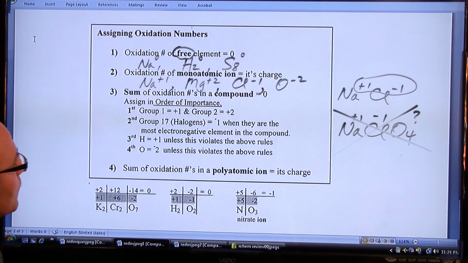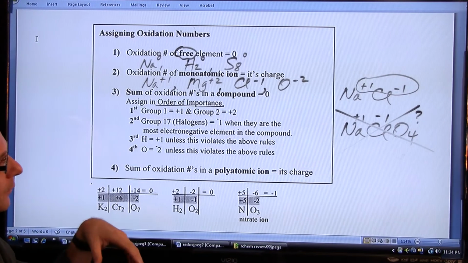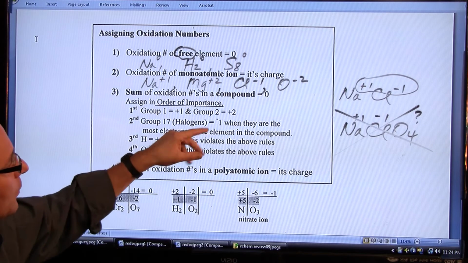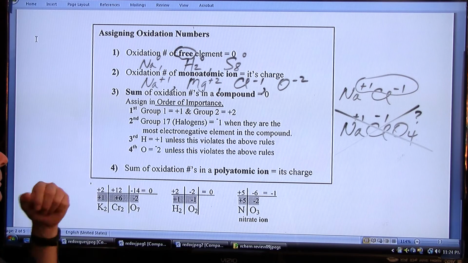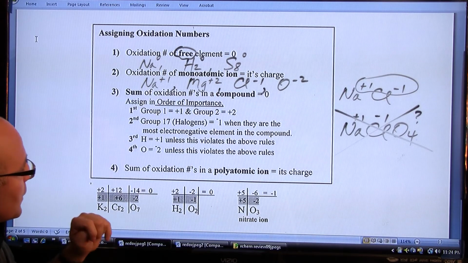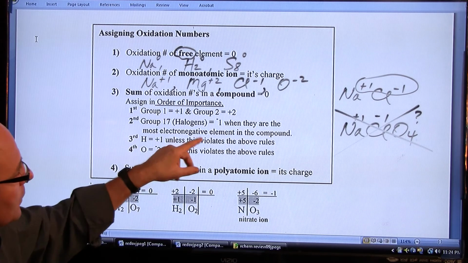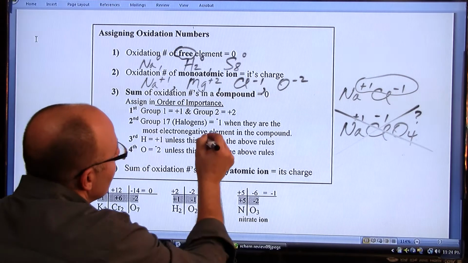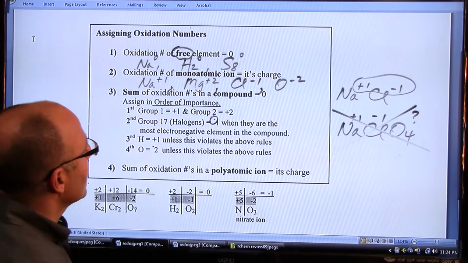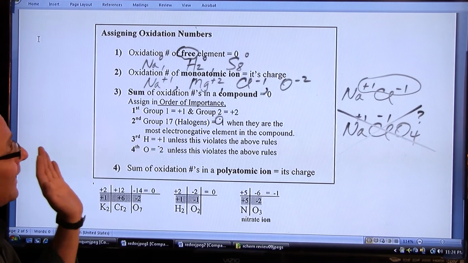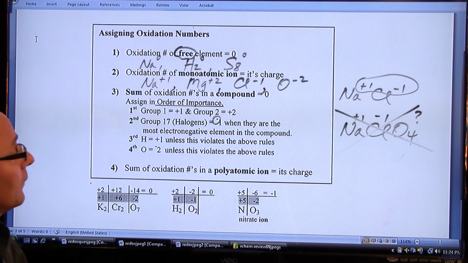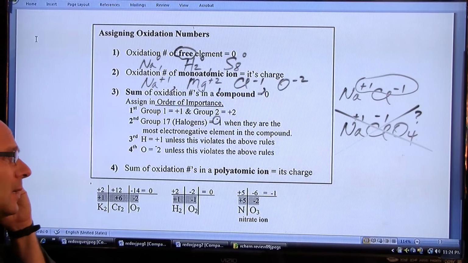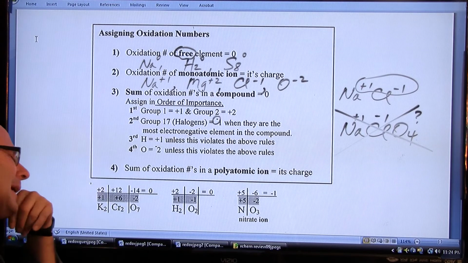All right? First of all, you assign in order of importance the elements from group 1 +1 and group 2 +2. They have no choice in the matter. Second, you would assign the elements in group 17, which are the halogens, if you recall. You would assign them a -1 when they are the most electronegative element in the compound. So you have to keep track of electronegativities in that case, but not really.